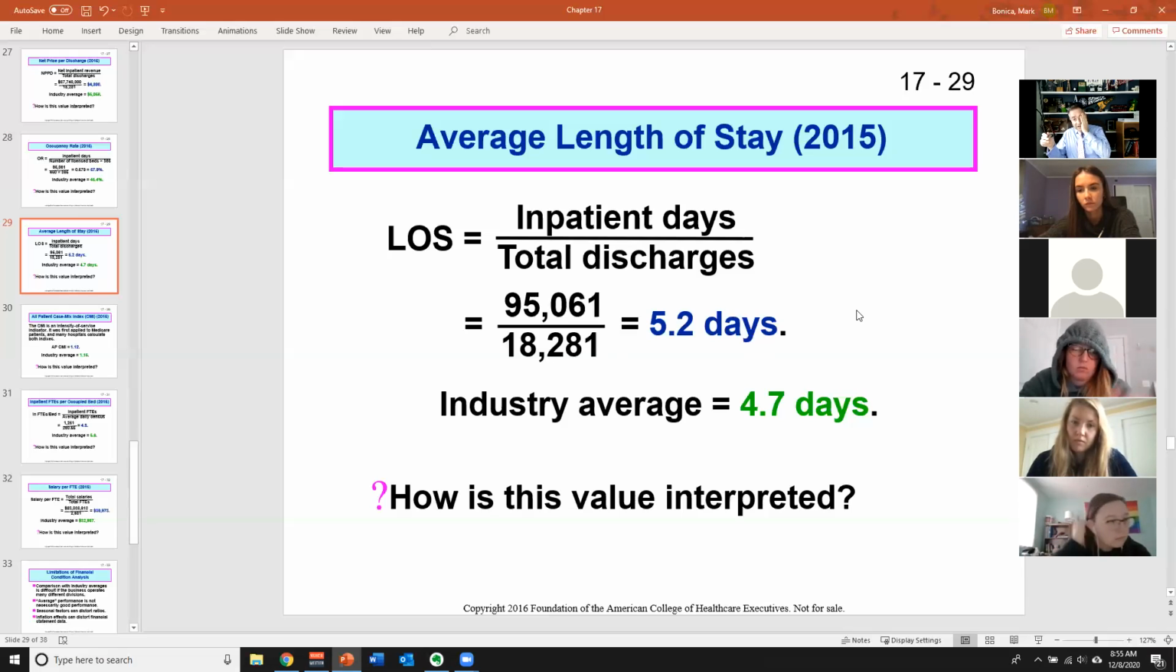Now, why do we care about length of stay? Aside from the fact that, let's say we're not a critical access hospital and we're not worried about losing our standing as a critical access hospital, why do we care about length of stay? Well, the answer is most hospitals are paid per discharge, right? So if you come in with a DRG, a diagnostic related group, you get labeled with a DRG based on your condition, you get admitted.